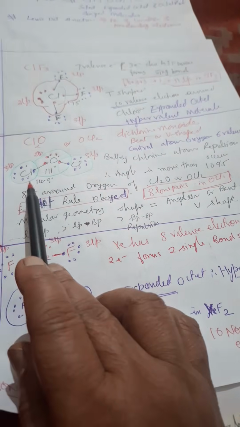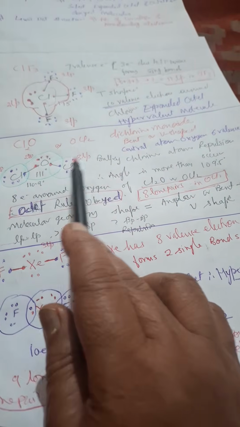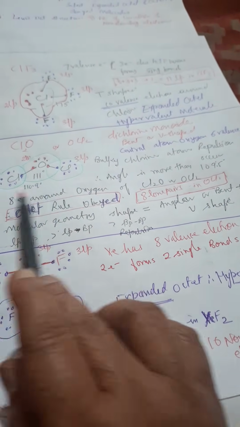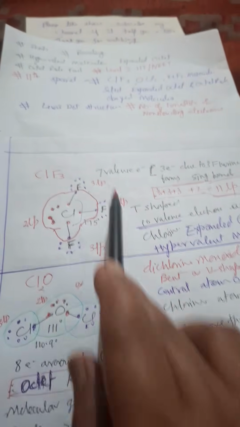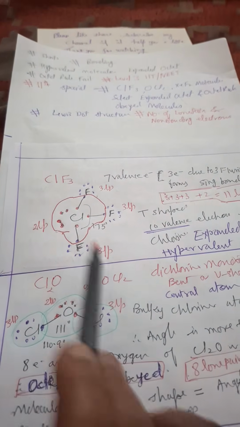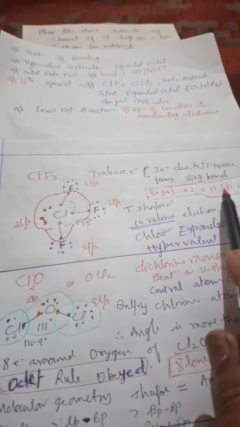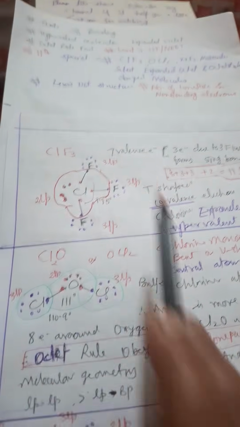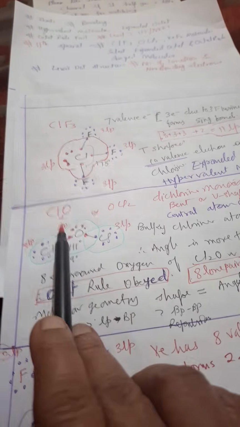So how many lone pairs of electrons are here? 1, 2, 3, 4, 5, 6, 7, 8 lone pairs of electrons here. And in ClF3, how many lone pairs? 3 times 3 is 9, plus 2, so 11 lone pairs in ClF3. Here we have seen how many lone pairs of electrons there are: 3 lp, 2 lp, 3, 6 to 8 lone pairs.